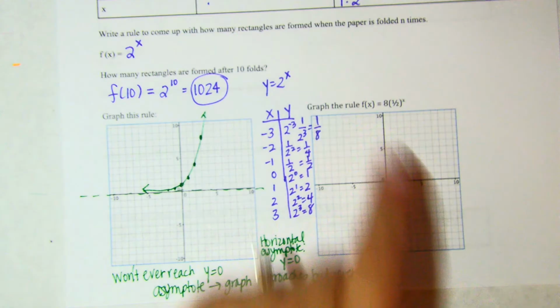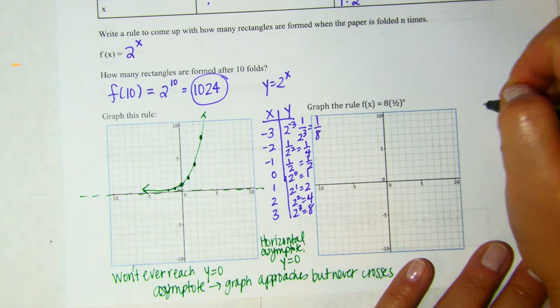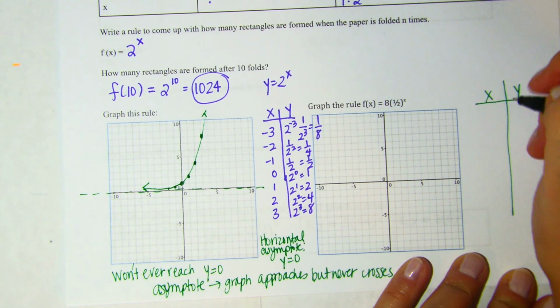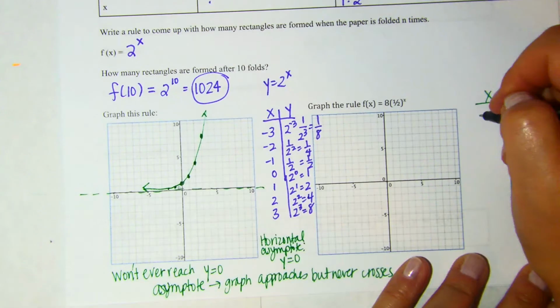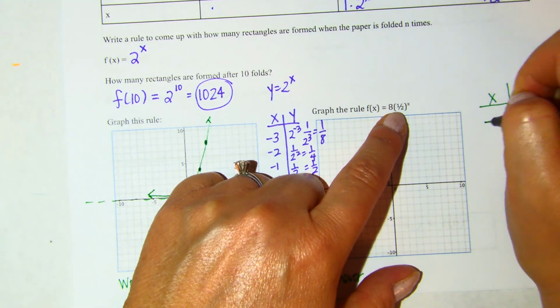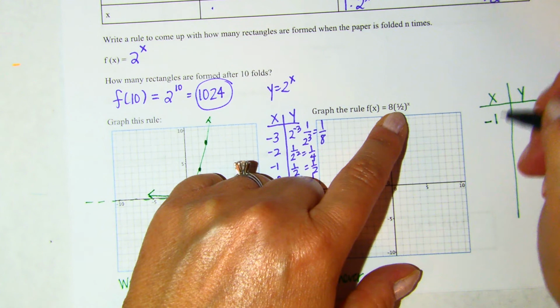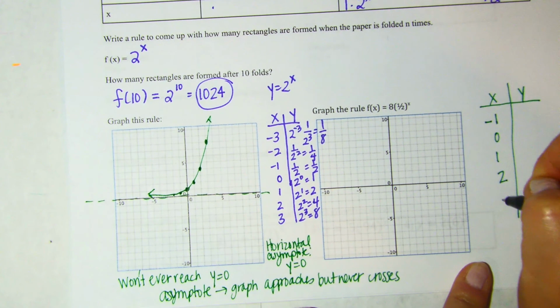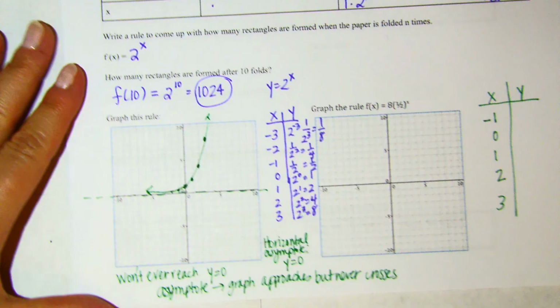All right, so we're going to graph one more. So why don't you pause the video for a sec and try plugging in points yourself. So you can plug in negative points. I'm just going to plug in a -1, 0, 1, 2, and 3. Okay, why don't you pause, plug those in.